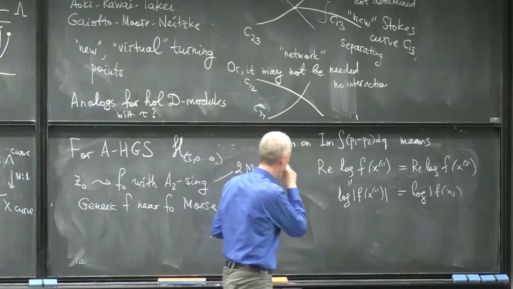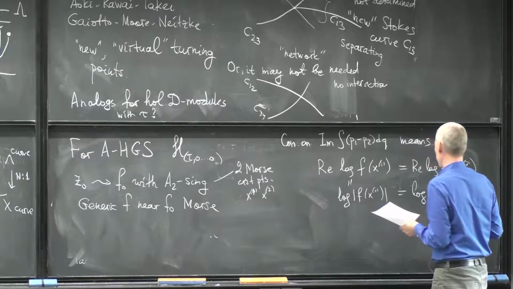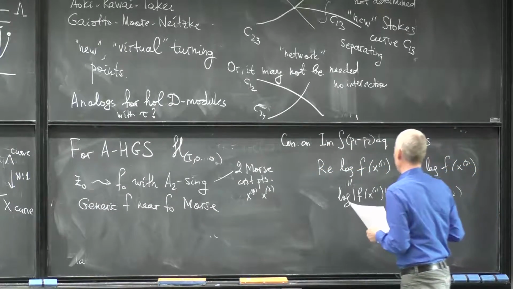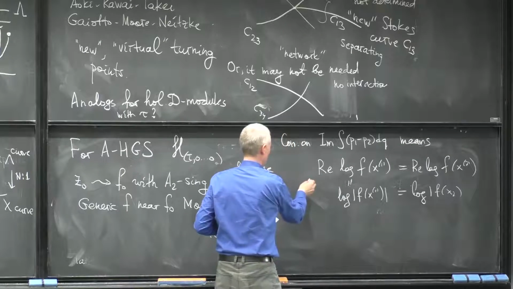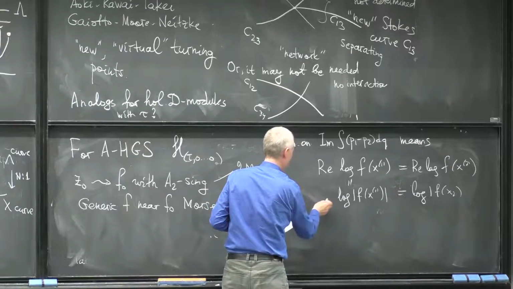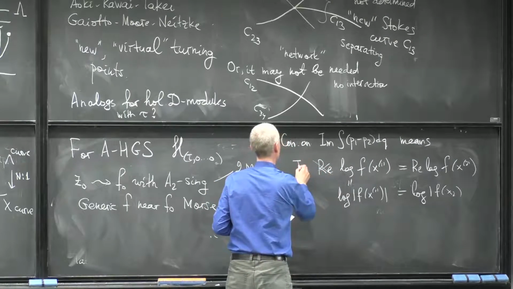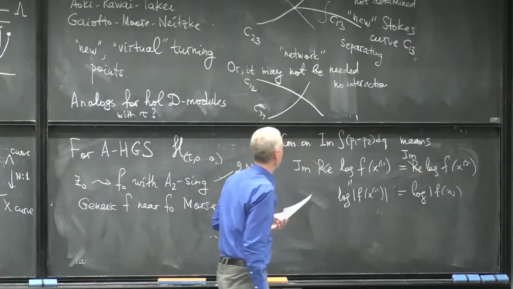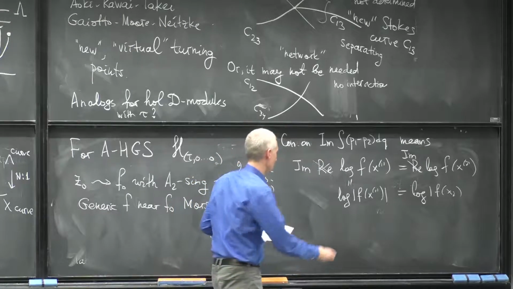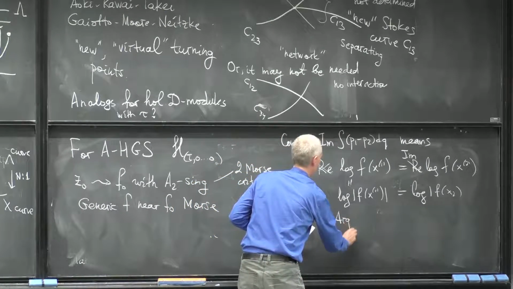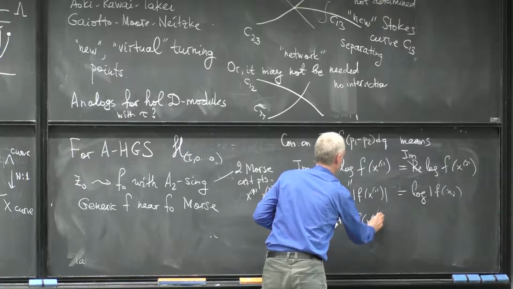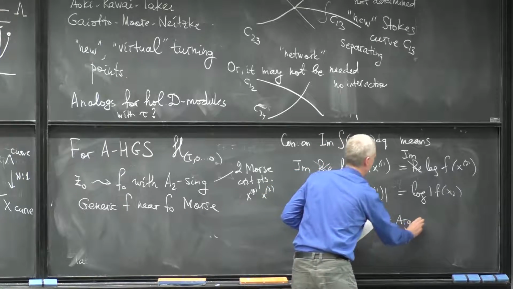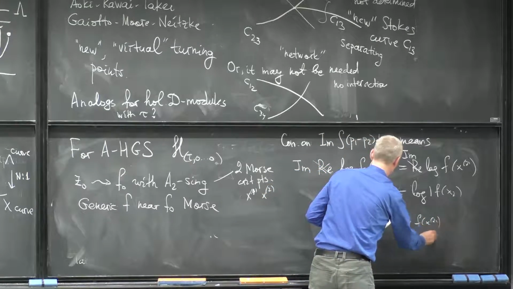I should probably have taken the imaginary part here, actually. Yes, I should probably take the imaginary part. It just doesn't really matter. It will be easier to write. So it will be that the argument of f of x1 is the argument of f of x2.